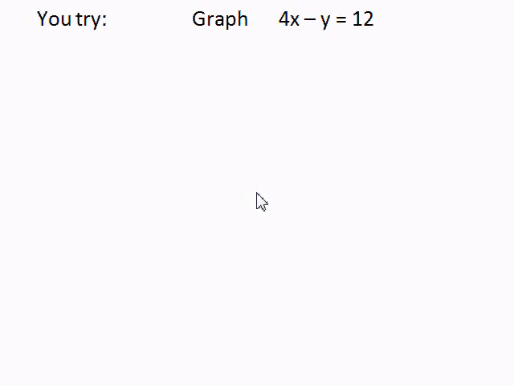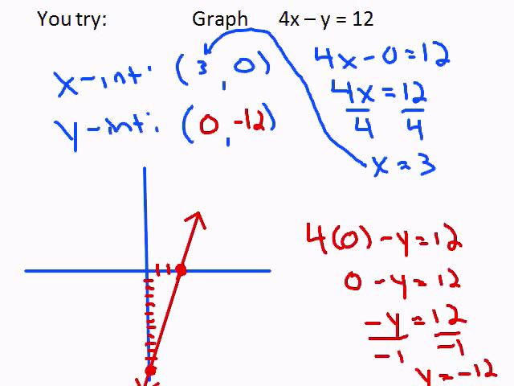You try. Go ahead and graph the following equation by finding the x and y-axis intercepts. Alright, I went ahead and found the x-intercept by putting 0 in for y, solving for x. Then I found the y-intercept by putting 0 in for x and solving for y. I plotted the 2 intercepts and I connected them with a straight line.